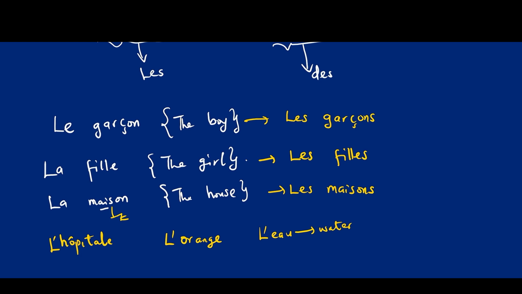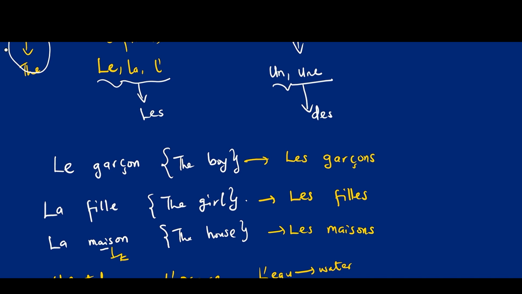Now for this other side, the same thing, we can do it with un and une. If you want to say a boy, what are you going to say? You say un garçon, a boy, because un is for masculine. And for feminine, you say une fille, une fille.